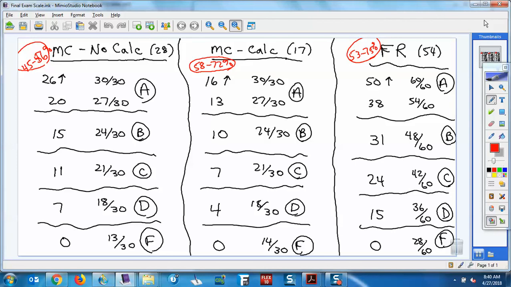Does anyone actually miss all of them? Just missed all of them? No, I don't think so. Has anyone ever gotten like an F on...? I don't think anyone's ever gotten a zero. Has anyone gotten an F on a part? Yeah.